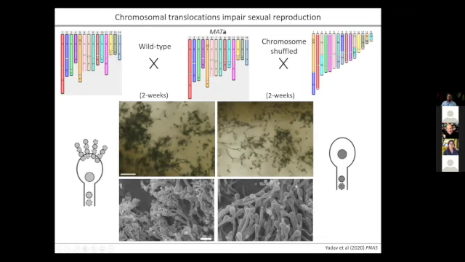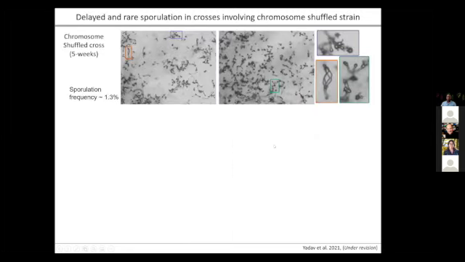Now this was in a matter of 2 weeks. But when we looked at these crosses again at a later time point, in about 5 weeks, we started seeing a few basidia which had nicely decorated, long spore chains on them. This was roughly about 1% frequency. So most of the basidia are still bald. They don't have many spores on them, but there are a few that do. So that got our attention, and we started looking at these in more detail.